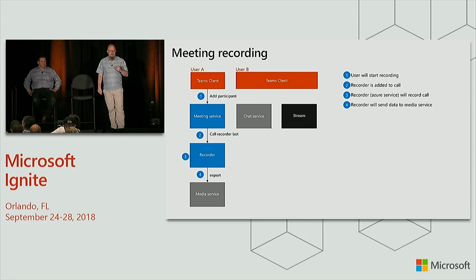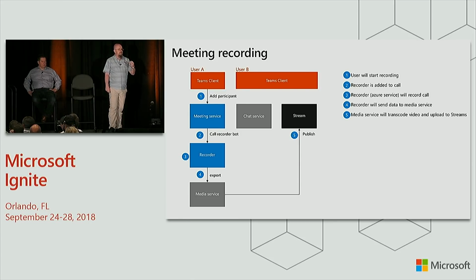At the point that the call is finished, we end up going into this export process. So we have this media store where we're capturing that output. We then take the stream from that media service, and we send it to Microsoft Stream. And Microsoft Stream is then going to encode that into a stream that we can then share out.